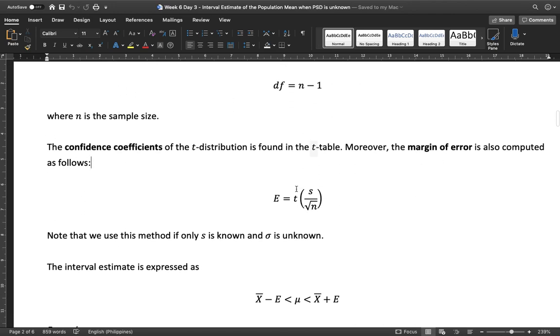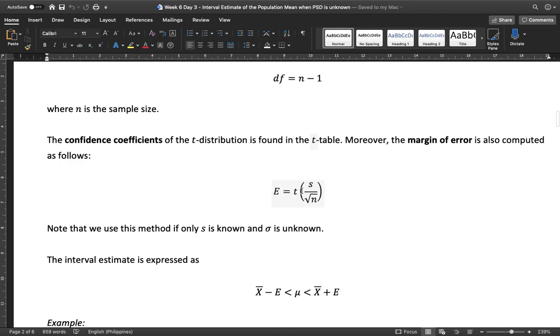And the margin of error, we have the formula E equals T times sample standard deviation divided by the square root of N. Yung T dito, ito yung critical value natin. Gagamitin yung table para malaman yan. Sample standard deviation divided by the square root of N. If you notice, medyo similar lang dun sa margin of error dun sa last lesson natin.